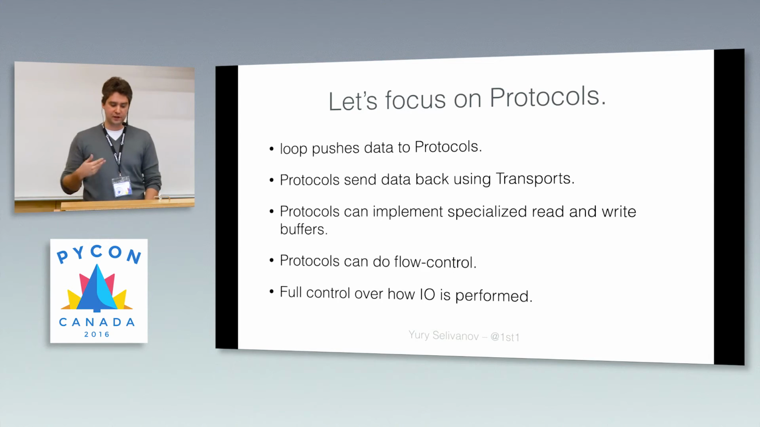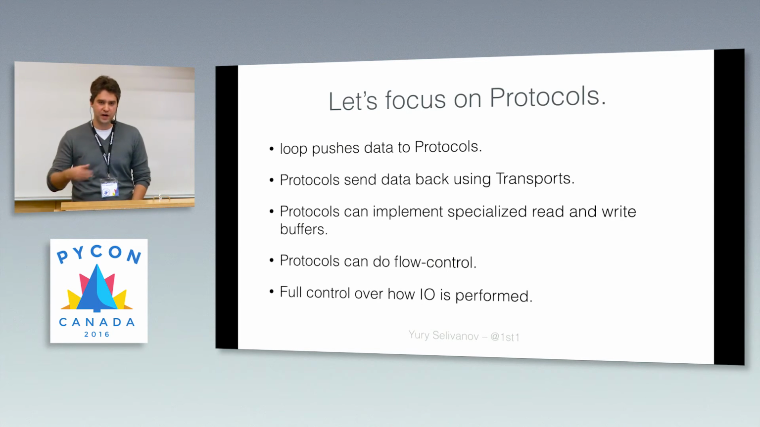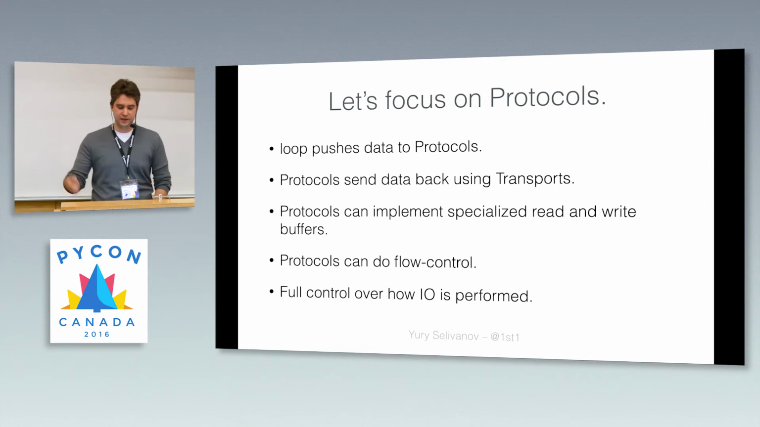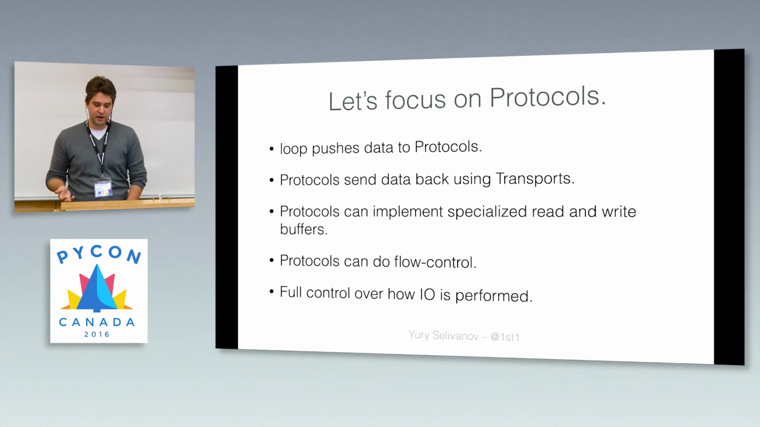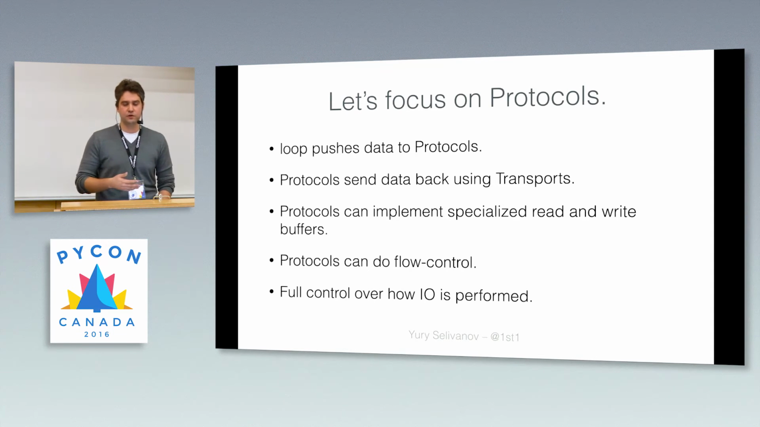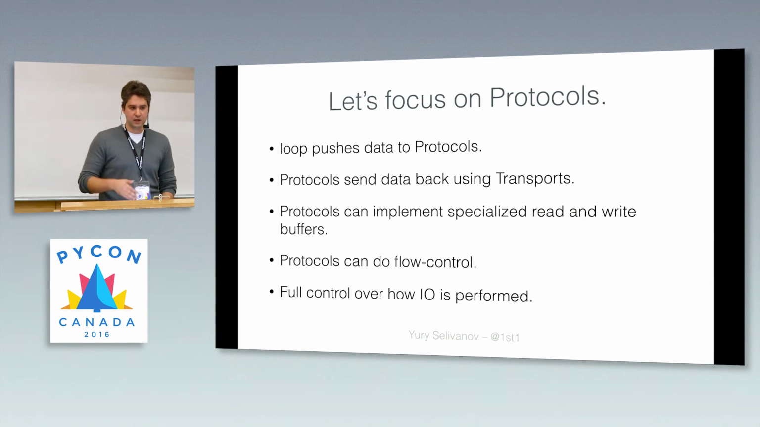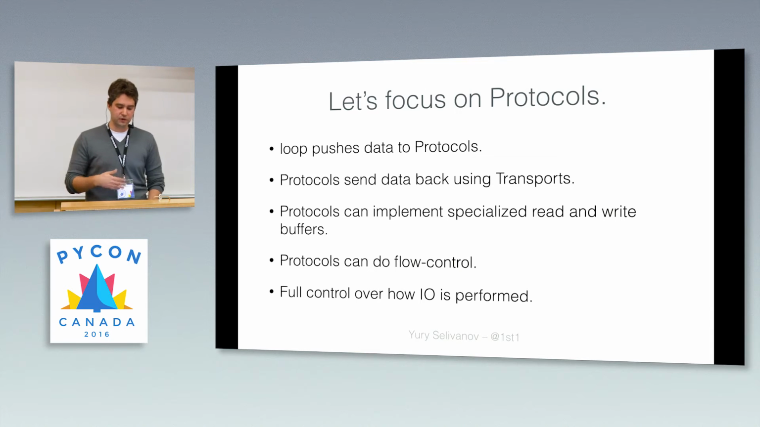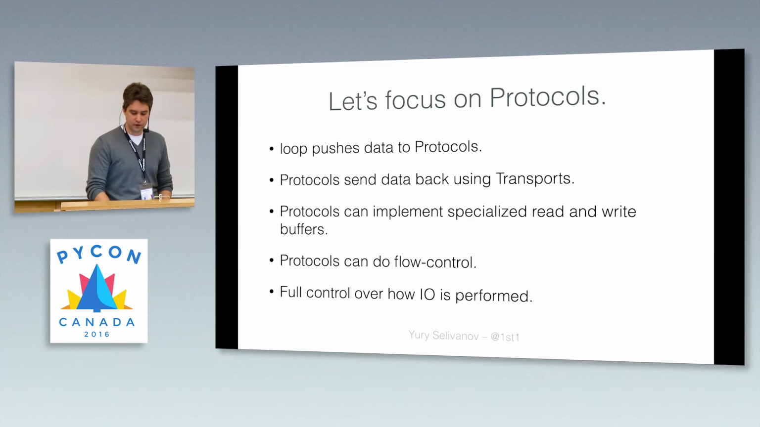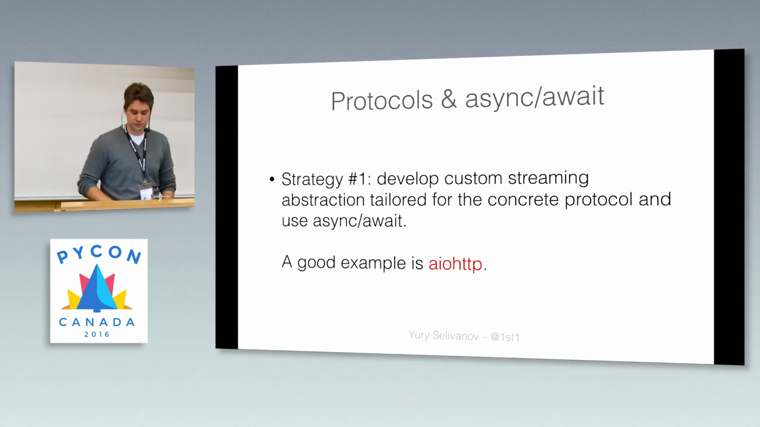A loop always pushes data to protocols. You don't even read the data in protocols. What you have is a hook method that just accepts the data, and data is continuously pushed to the protocol. Protocols can send data back using transports. And protocols can implement read and write buffers. Well, basically, you are on your own how you want to process the data. Protocols can do flow control. You can tell the event loop, please stop sending me the data. You can adjust low watermarks, high watermarks. You can do a lot of hints how the I/O should be performed. Essentially, you have full control over the I/O when you use protocols.